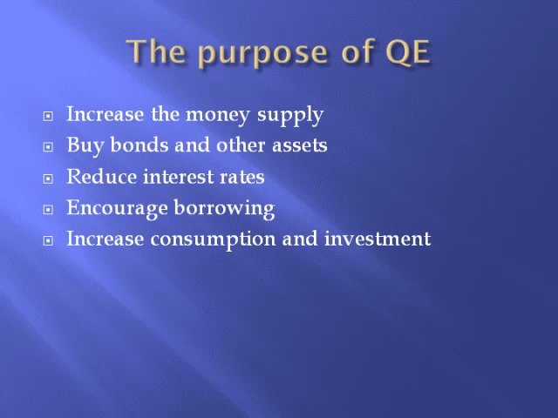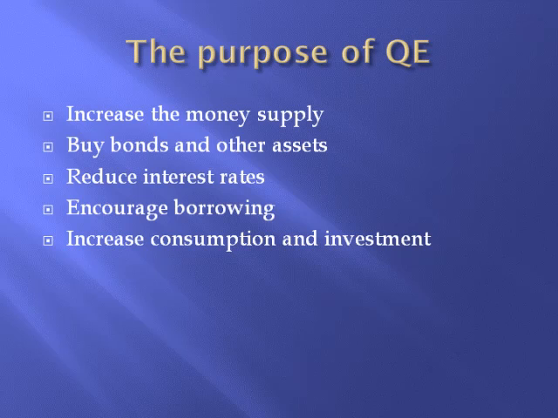Quantitative easing. Quantitative easing is a significant Federal Reserve push into the market to increase the money supply and reduce interest rates. So what are they trying to do? Well, they're trying to increase the money supply. They buy bonds and other assets, and that's just the difference between quantitative easing and other types of monetary policy. They're buying lots and lots of assets, bonds, in some cases corporate bonds. They're trying to make sure that firms have money. They want to reduce interest rates. They want to encourage borrowing at those lower interest rates, but they also want to increase consumption and investment.